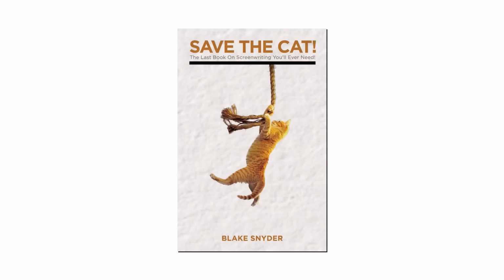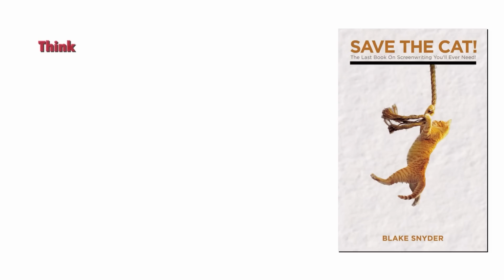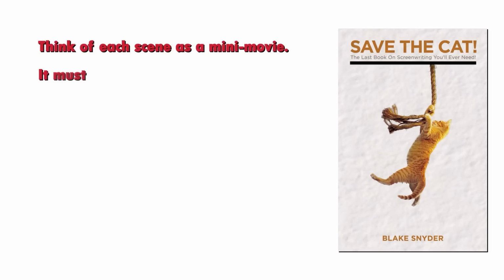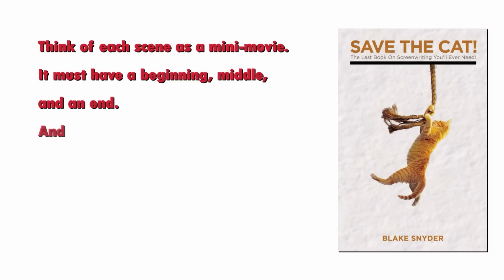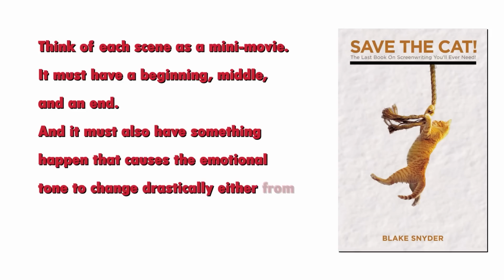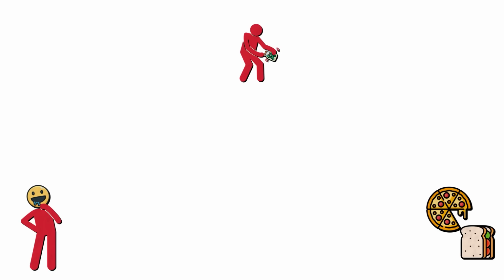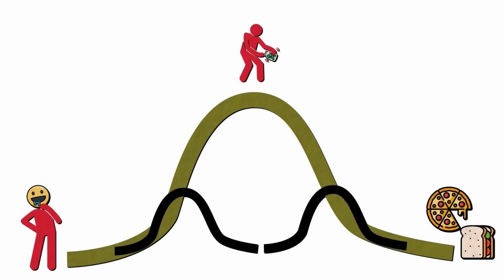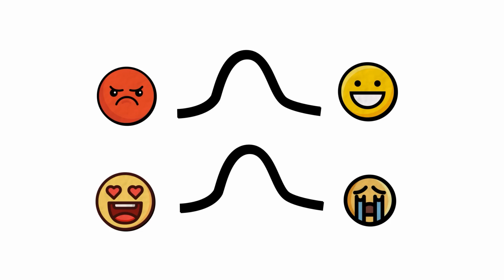In his book, Save the Cat, the screenwriter and author Blake Snyder described it like this. Think of each scene as a mini-movie. It must have a beginning, middle, and an end. And it must also have something happen that causes the emotional tone to change drastically, either from positive to negative or from negative to positive. A short anecdote might only have 1 or 2 scenes in it. What is important is that there is an emotional switch from one extreme to the other.